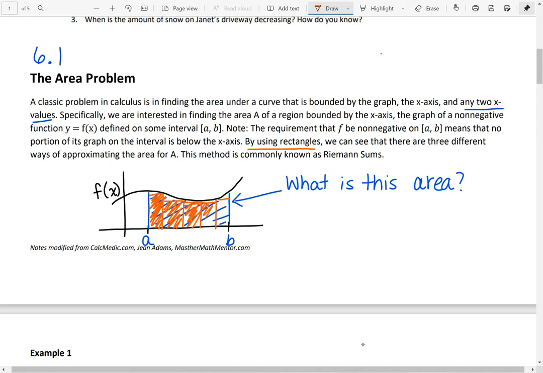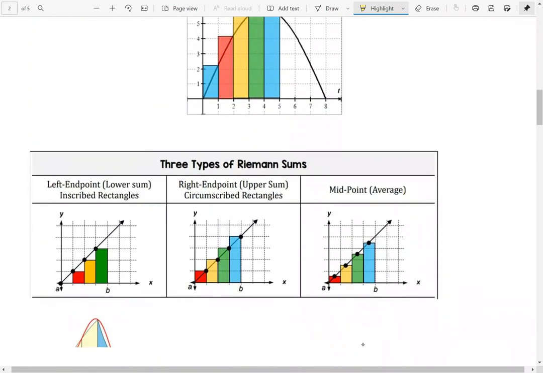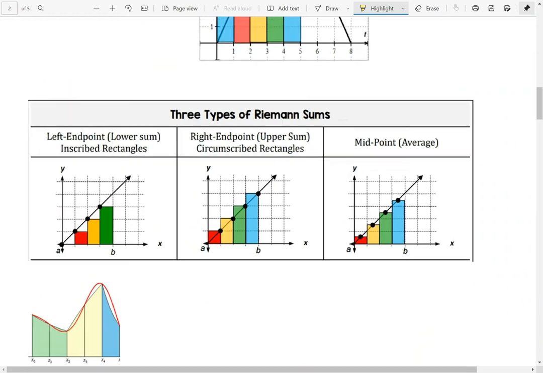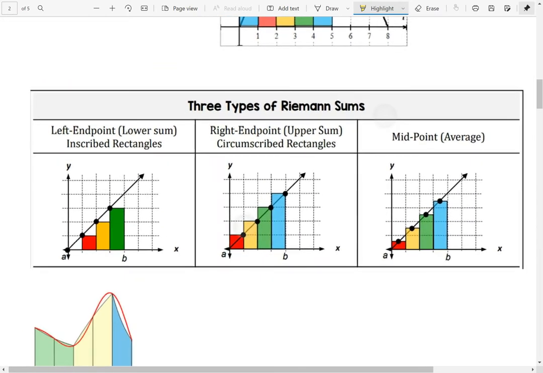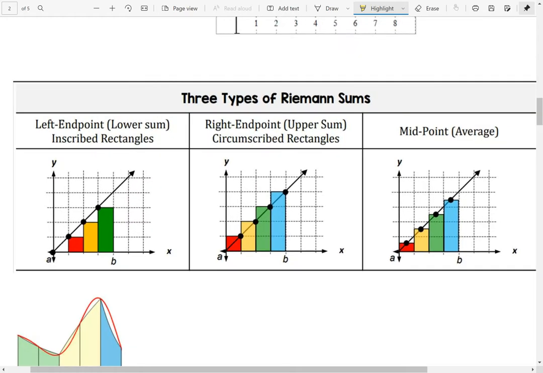With this particular drawing, I can see that the rectangles take up most of the area under the curve, but there's still a little bit of parts over here that I didn't quite hit. It gives me a number that's pretty close, but not the exact area. There are three different ways we can use rectangles to estimate the area, and whenever we use rectangles, we call it a Riemann sum.